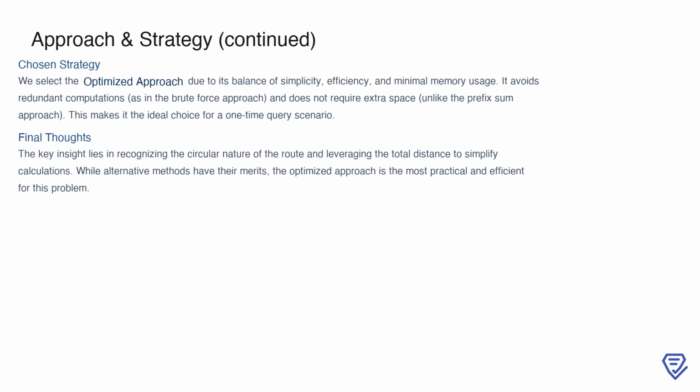After evaluating the different approaches, the optimized approach emerges as the best choice for this problem. It strikes the right balance between simplicity and efficiency, avoiding the redundant calculations of the brute force method and the additional memory overhead of the prefix sum approach. By leveraging the total distance of the circular route, we simplify the calculation of the counterclockwise distance, making the solution both time and space efficient.